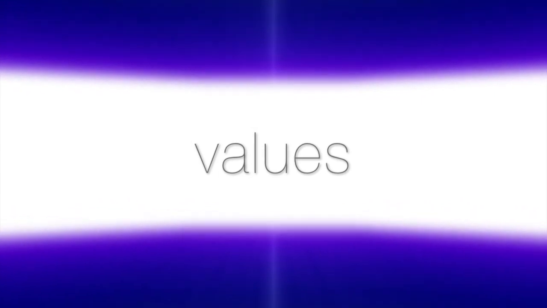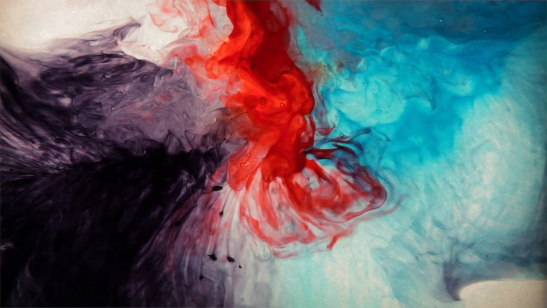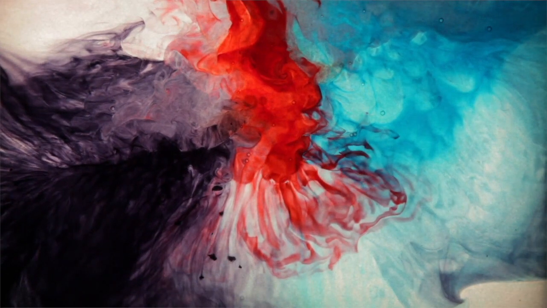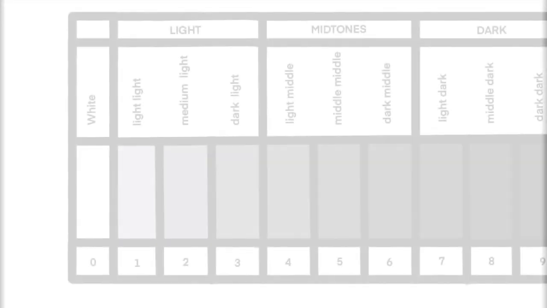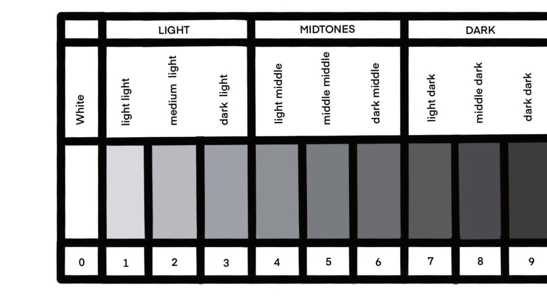What are values? Values are your brightest lights, your darkest darks, and everything between them. Now, in this video we will talk about values in grayscale, but let me tell you that values are independent from color saturation or hue. They do not only appear in gray tones, but in color as well.